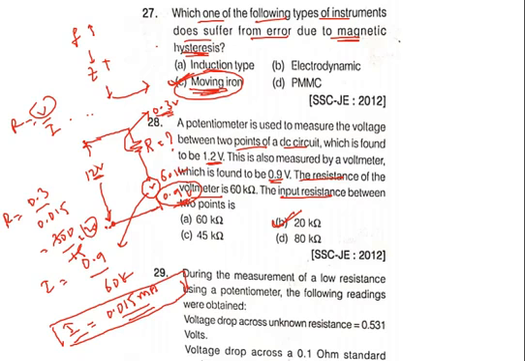We know the voltage, that is 0.3 volts. If we know the current flowing in the series branch, what happens? Whatever current is flowing through this voltmeter, the same current will flow through this resistor. That is why we are calculating the current.